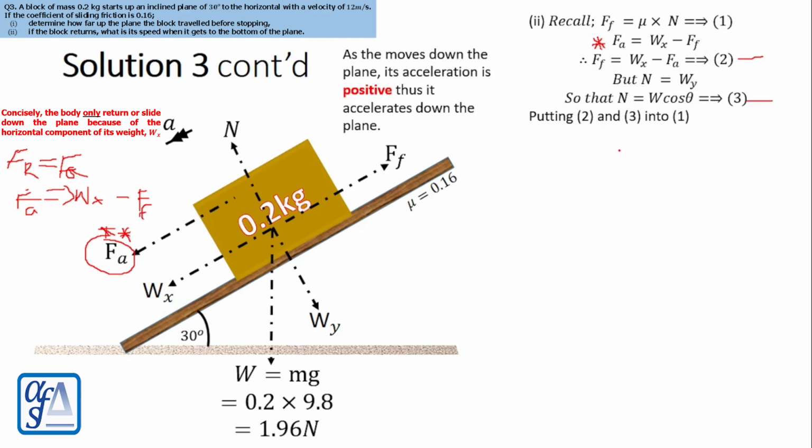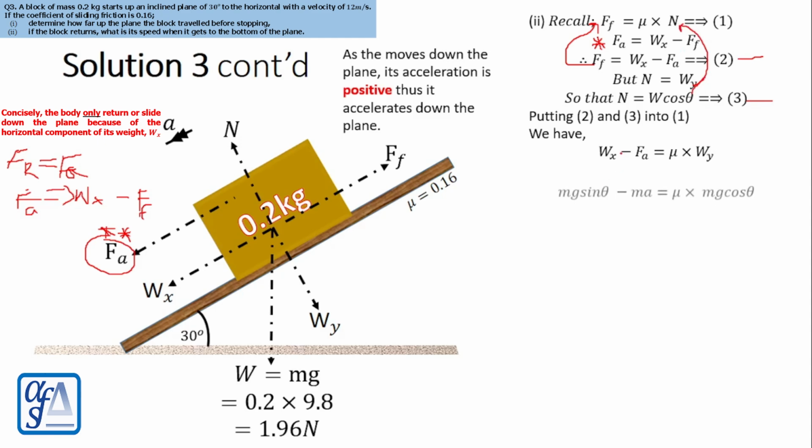Okay, what do we have? We have W sub X minus F sub A equals to what? Mu times W sub Y. So that means we put this into this, and we put this value into this, which is the same thing as putting it into that. So what do we have?